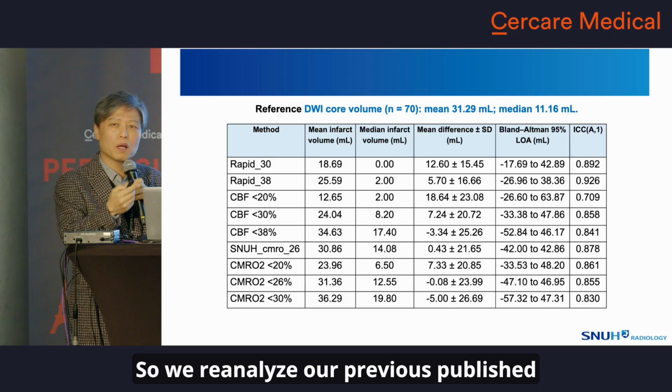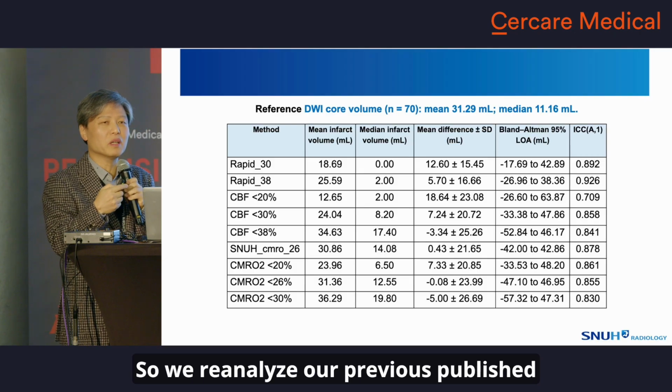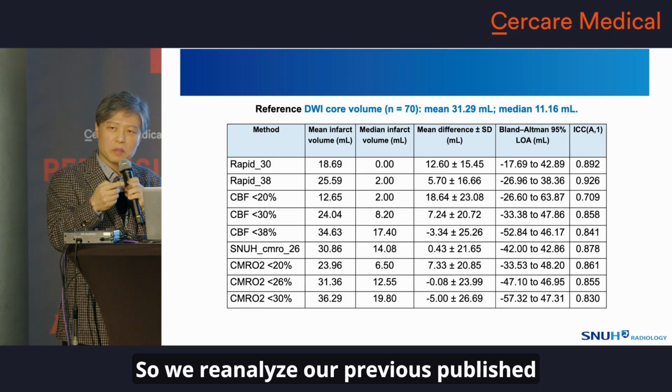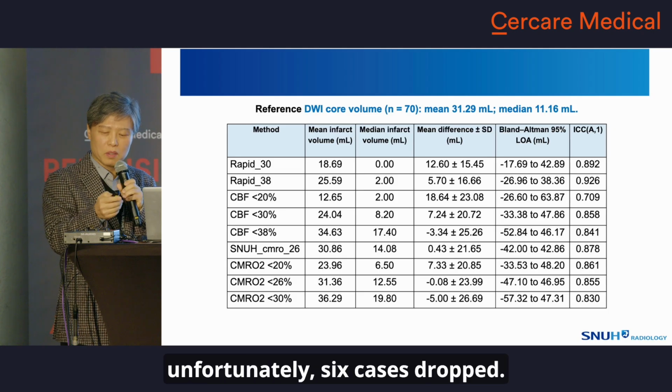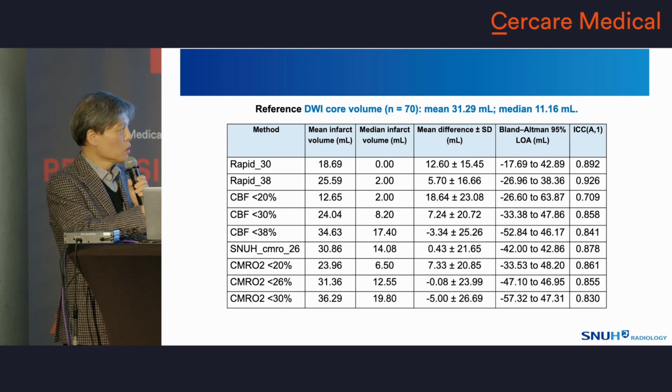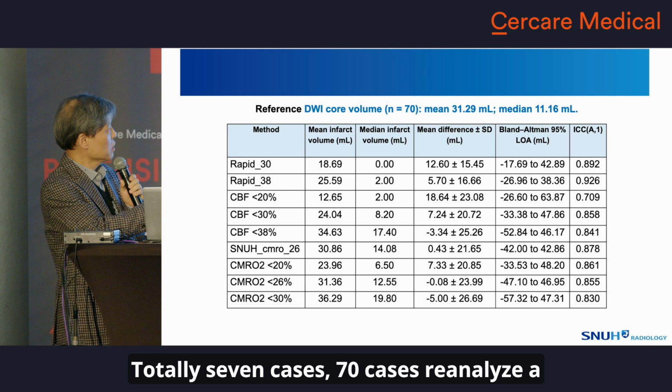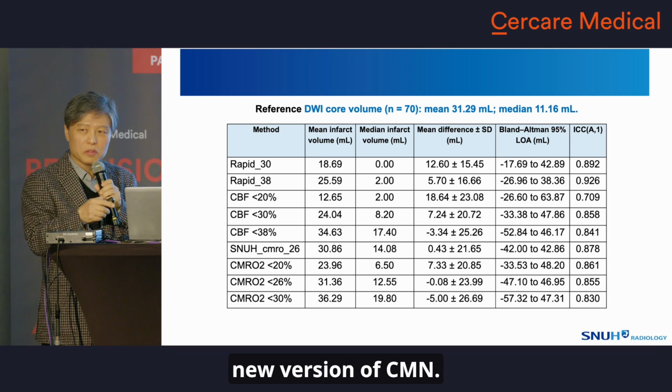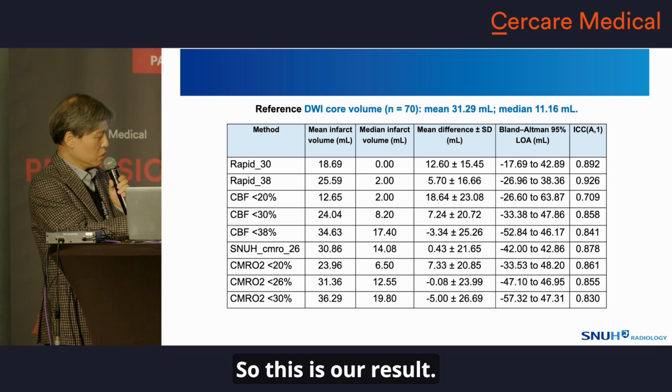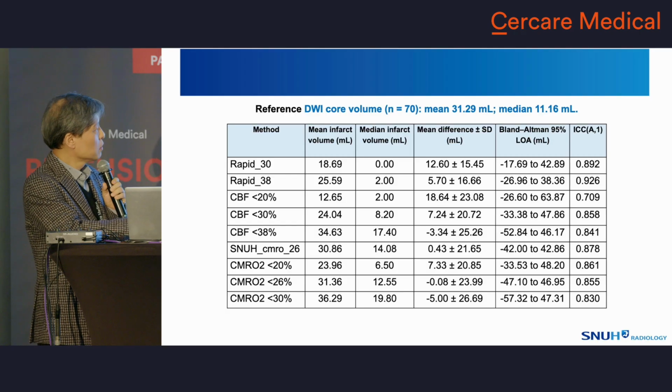So we reanalyzed our previously published data, 26 cases, but unfortunately 6 cases were dropped. In total, 70 cases were reanalyzed with a new version of CMN. So this is our result.